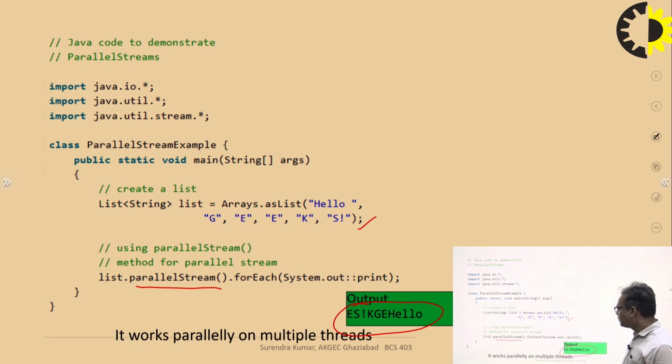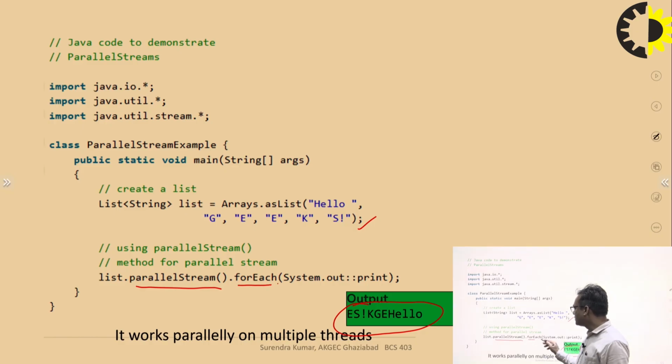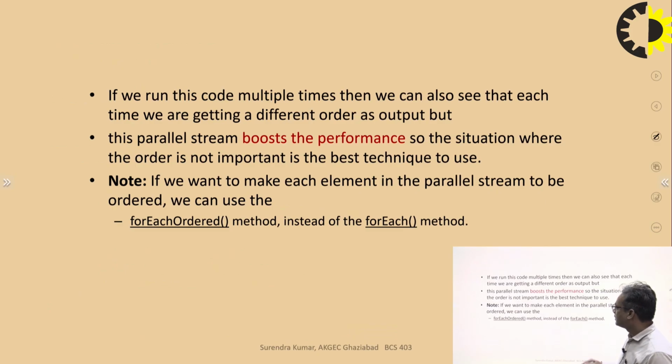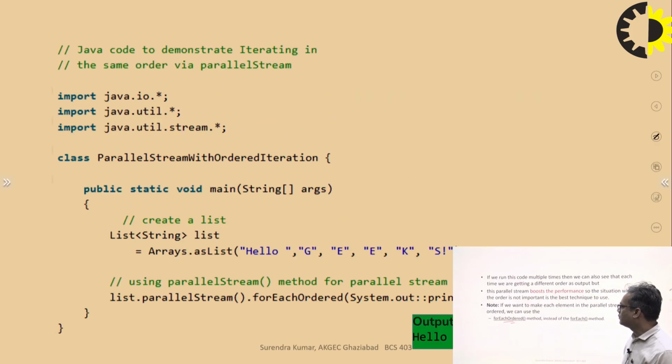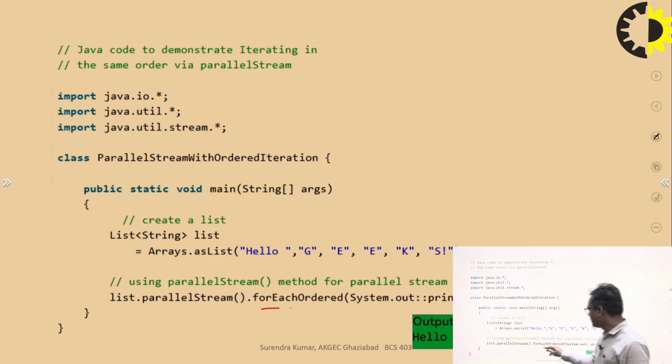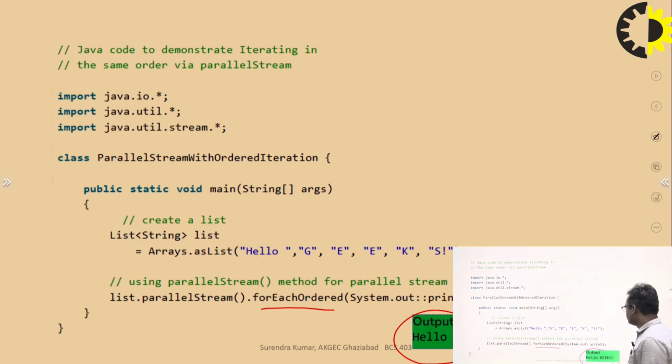But still, if you want sequence, then in place of forEach you will use the forEachOrdered method. The forEachOrdered method will give you the same ordered result, right? So it is using parallel processing also, and it is giving sequenced results also. So by using the forEachOrdered method, you will have an ordered result.